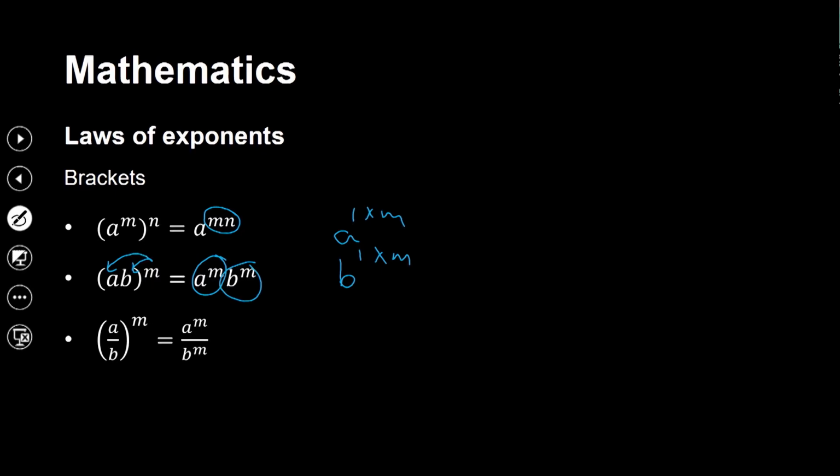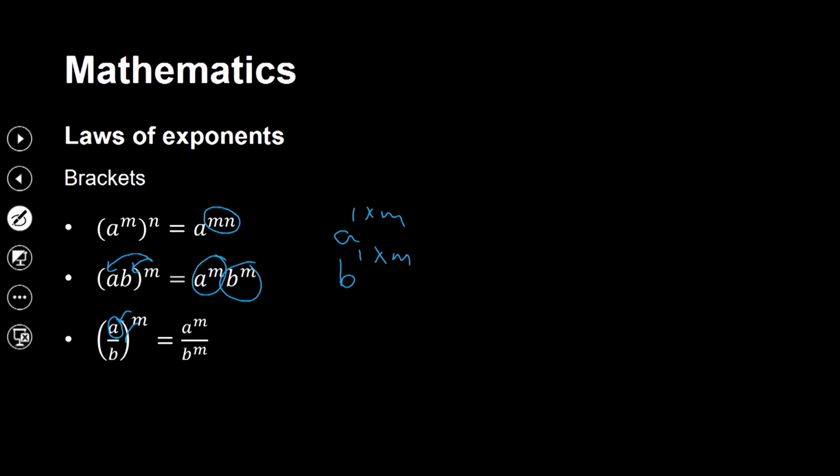Then the last law under brackets will be, if I have a fraction raised to one exponent, you will need to distribute that to the numerator and to the denominator. But the thing that I will make sure you please understand here is you are not distributing this to multiply the base. No, you are distributing it to multiply with the exponent.